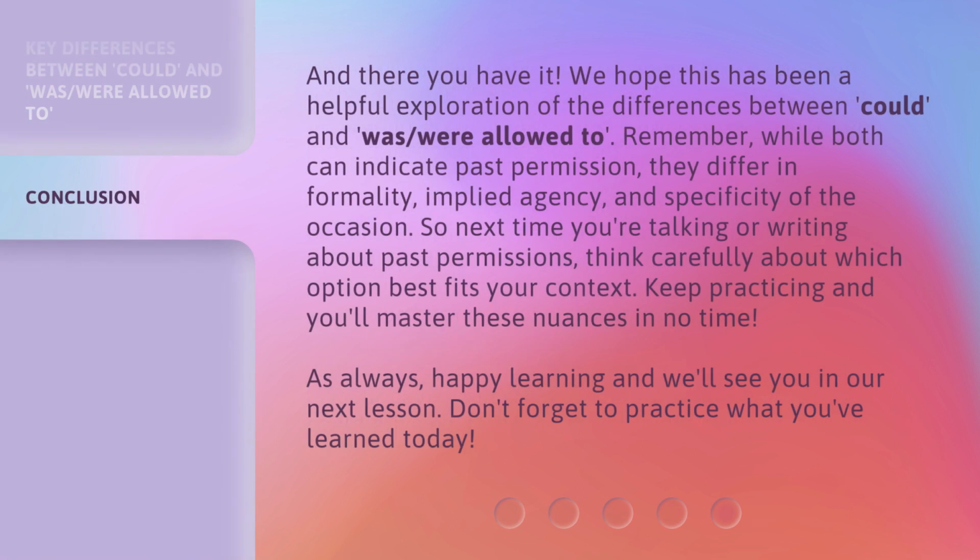And there you have it. We hope this has been a helpful exploration of the differences between could and were allowed to. Remember, while both can indicate past permission, they differ in formality, implied agency, and specificity of the occasion. So next time you're talking or writing about past permissions, think carefully about which option best fits your context. Keep practicing and you'll master these nuances in no time.